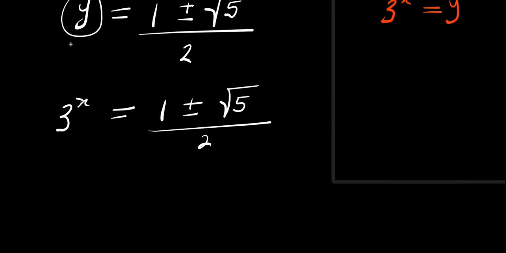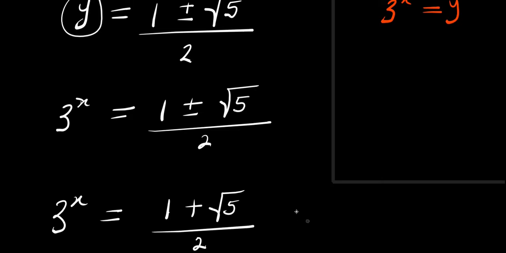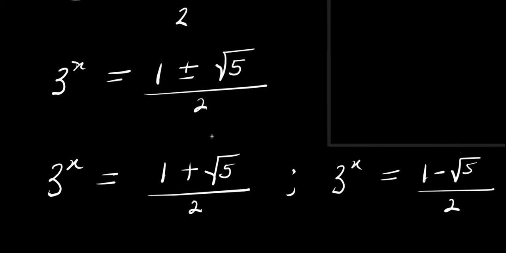Now we are going to have two values for x. We can say 3 power x equals 1 plus root of 5 divided by 2, or we also have 3 power x equals 1 minus root of 5 divided by 2. That is root of 5, not root of y, sorry.